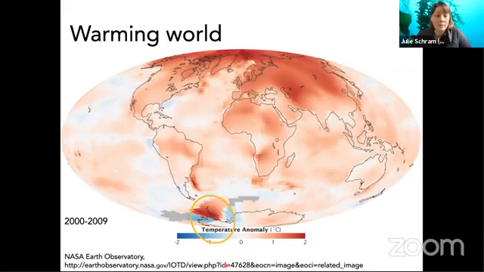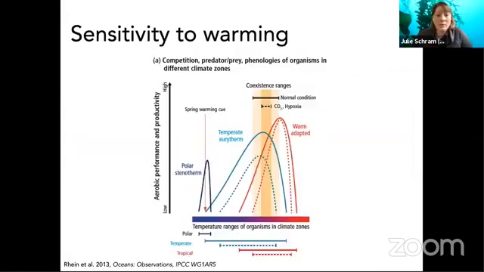I'm highlighting warming because polar organisms are generally thought to be very sensitive to warming. This figure here is just to highlight that. On the y-axis, I have the aerobic performance and productivity of organisms. And then on the x-axis, I have the temperature range of organisms in different climate zones. I want to highlight the polar organisms. Here they're termed polar stenotherms. Anything that is a stenotherm has been adapted to a very narrow range in temperatures.